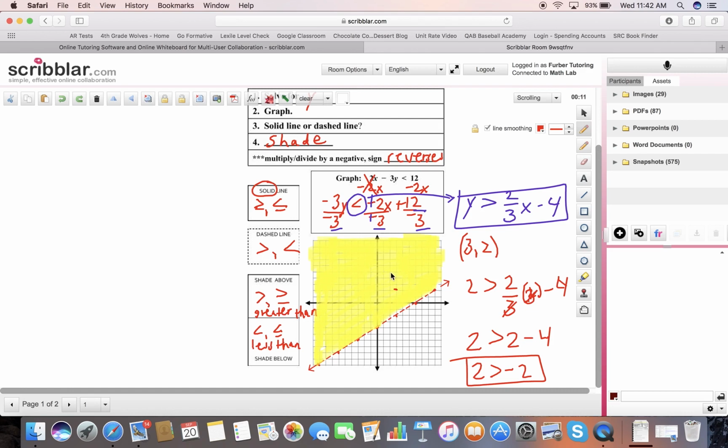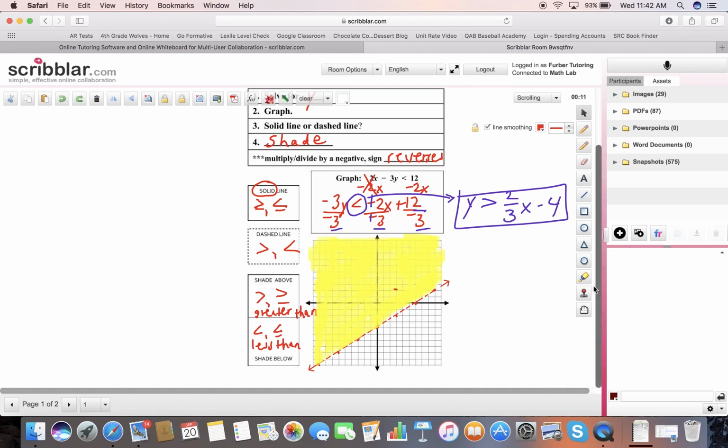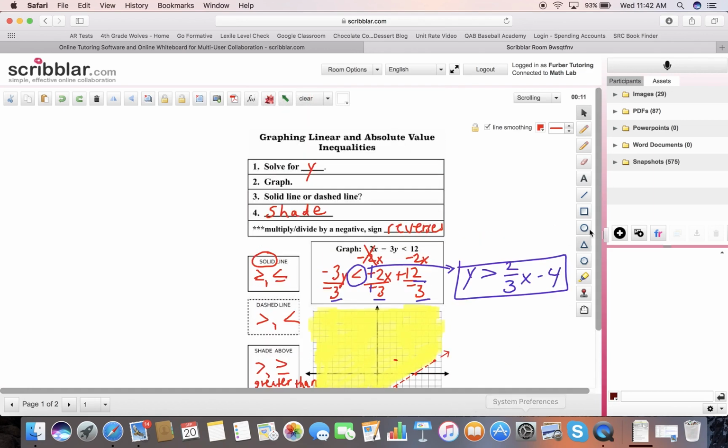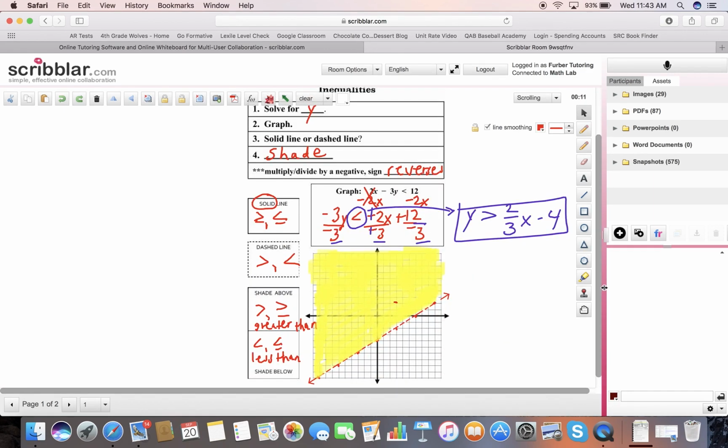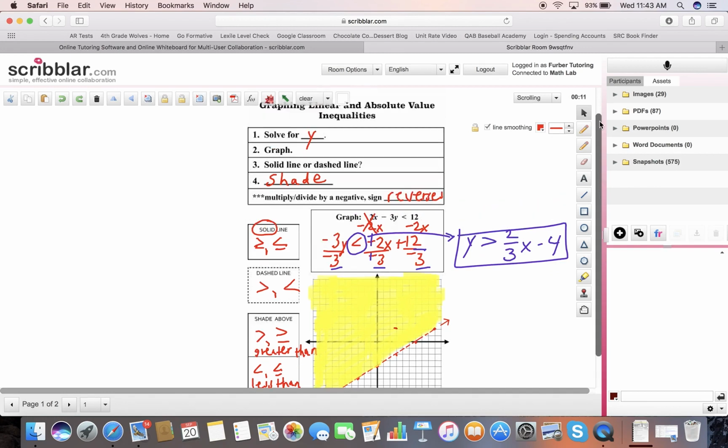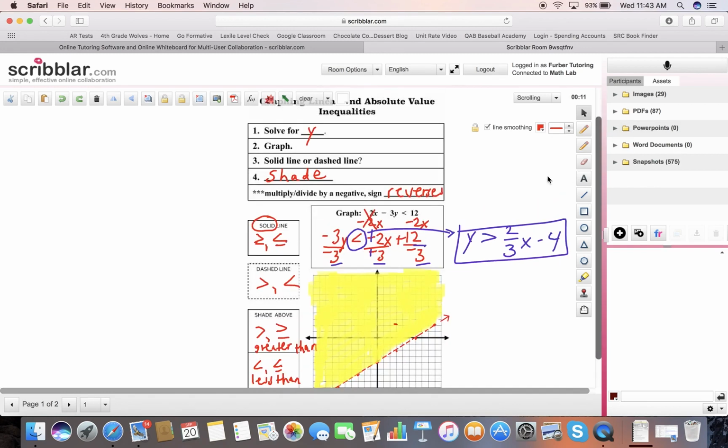Now, if you weren't sure if you shaded in the correct place, this is a way you could self-check. You pick a point, plug it in, and see if it gives you a true statement. If it does, then you know that you shaded the correct region. Okay. So in the next video, we'll see an example of this using an absolute value function or an absolute value inequality.